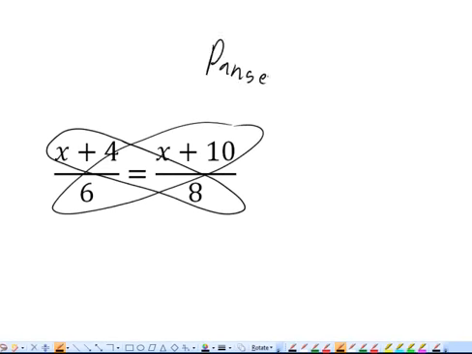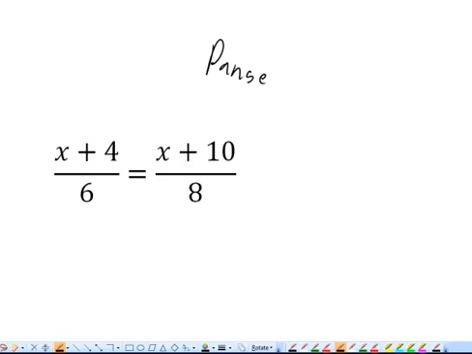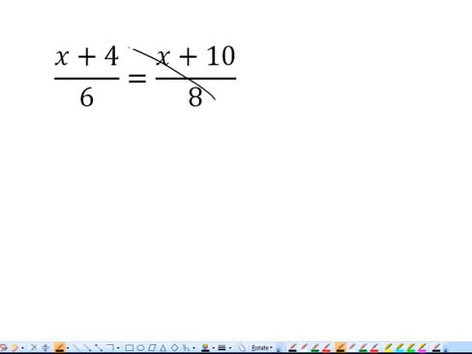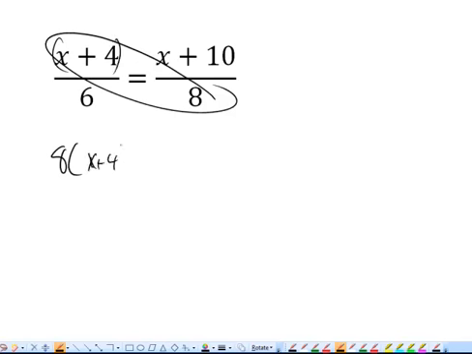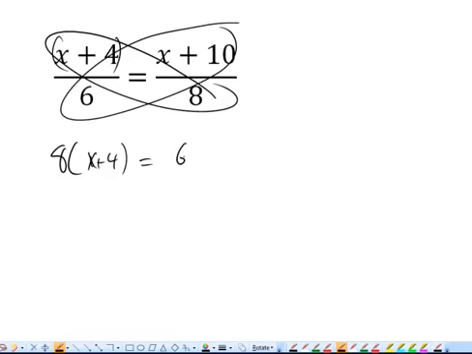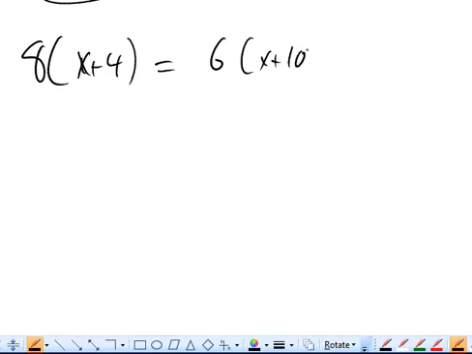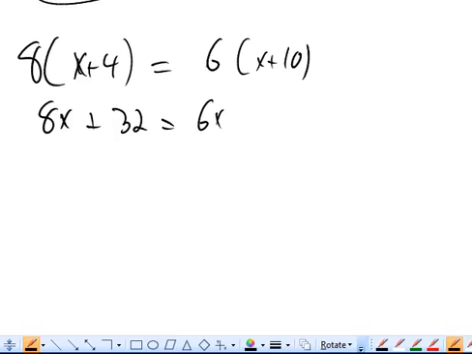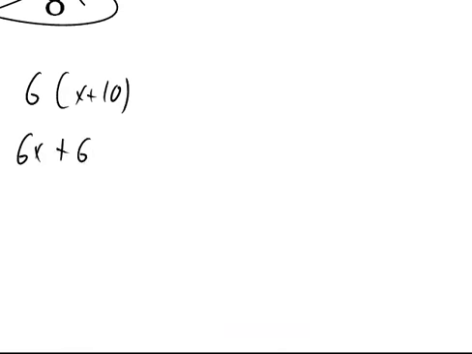All right, so we're going to take our cross products. So what we do is we do 8 times x plus 4, so 8 times, good idea to put parentheses, x plus 4, because you're multiplying it times the entire numerator. That's equal to 6 times x plus 10, so 6 times x plus 10. Distribute: 8x plus 8 times 4 is 32, is equal to 6x plus 6 times 10 is 60.